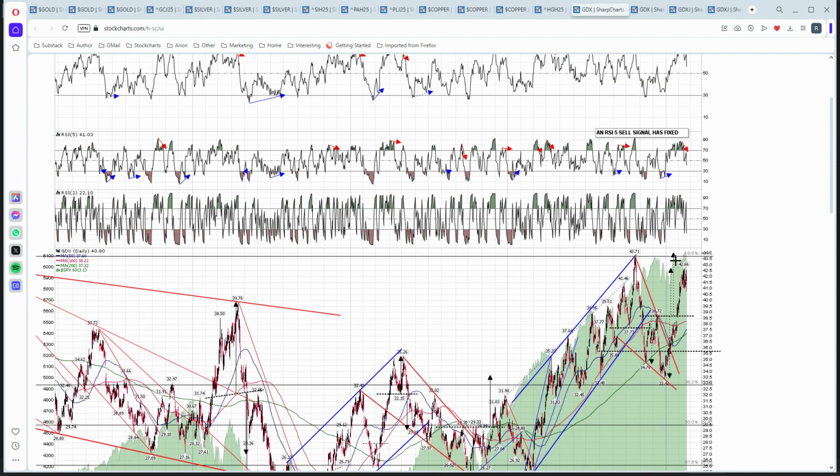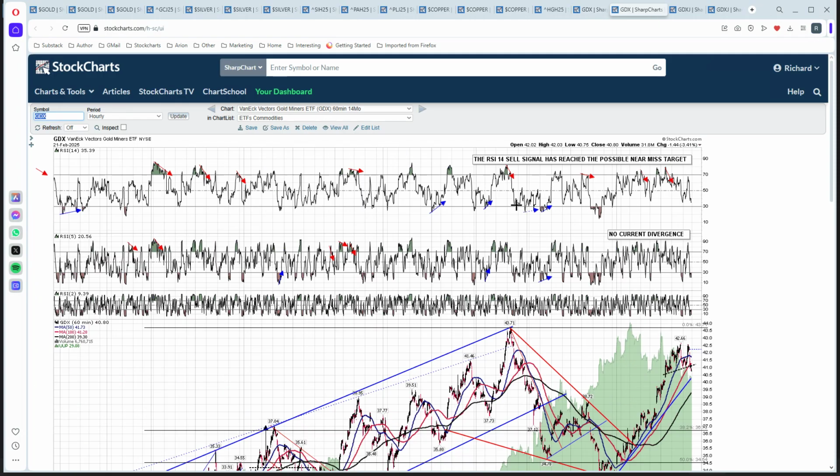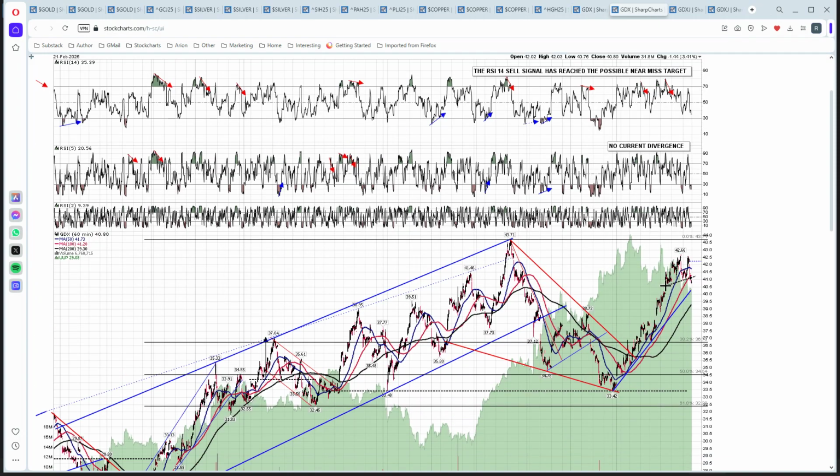On GDX, we've got a weak RSI 14 sell signal fixed, we've got an RSI 5 sell signal fixed, and we've got a nice looking little double top there. I'm quite liking that too. On the GDX chart, you can see, actually, not a double top, it's a head and shoulders. Could read it as a double top, but it makes a better head and shoulders. We've got some rising support in about the 40.4 area. This has got a target down in about the 39.5 area.